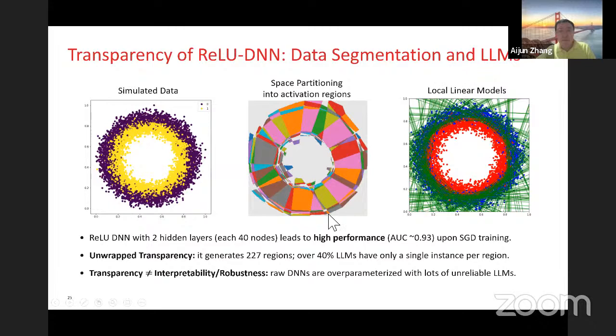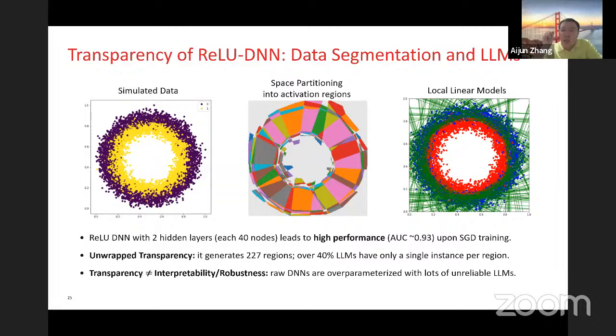So the model is transparent. You know, it becomes a glass box. But a glass box model is not equivalent to interpretability and robustness, because in this case, it's transparent, but the local linear models have only a single data point of support, which is not reliable. So we have to enhance it, right? We have to find a way to enhance the interpretability or robustness.